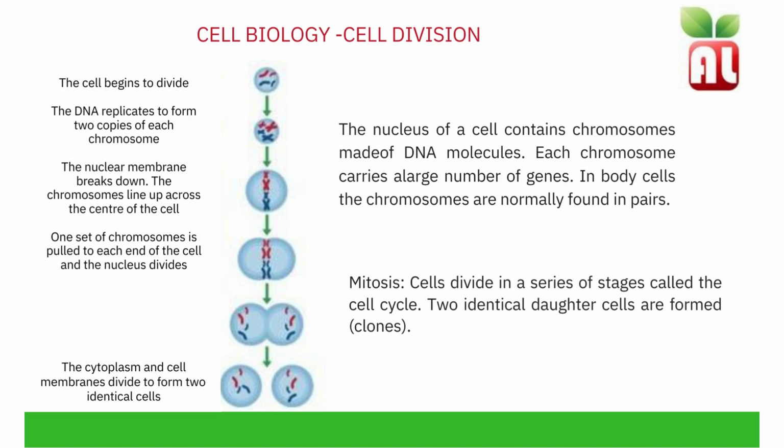The nuclear membrane breaks down and the chromosomes line up across the centre of the cell. One set of the chromosomes is pulled to each end of the cell and the nucleus divides. The cytoplasm and cell membrane divide to form two identical cells. They have the same number of chromosomes, mitochondria and ribosomes as the parent cell.